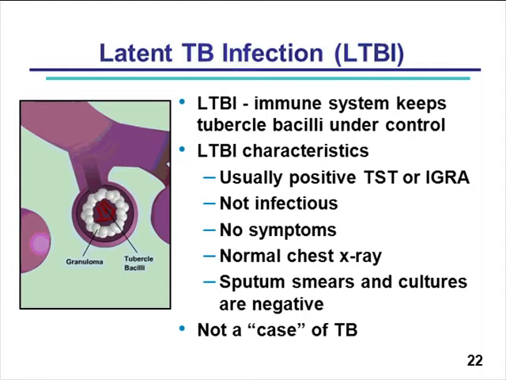LTBI really is when the immune system surrounds the organism. If the immune system is healthy, macrophages surround the organism and build a wall around it and do not enable the organism to multiply. The characteristic of this diagnosis is that the TST or IGRA is usually positive. The patient who is diagnosed with LTBI is not considered infectious. The patient is asymptomatic, typically has a normal X-ray, and if sputums are collected, the smears and cultures are typically negative. And obviously, LTBI is not considered a case of tuberculosis.